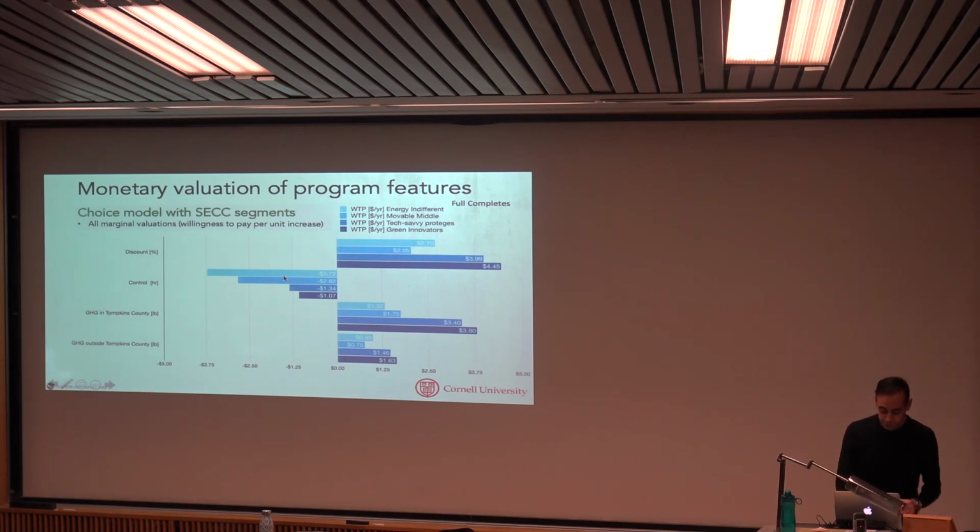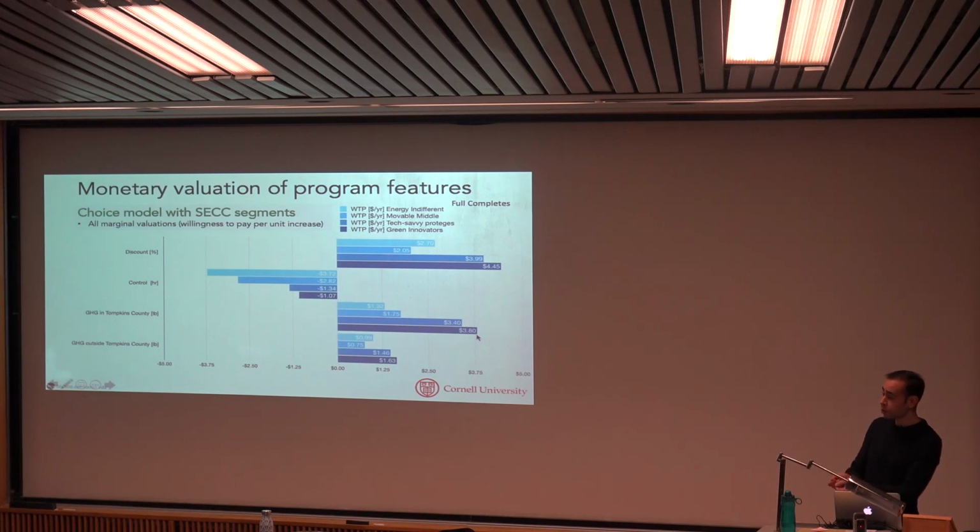You can see that the lightest color is the energy indifferent. They really dislike this idea of yielding up control of the charging of their car, so they want a higher compensation. The green innovators still want a compensation, but what they're asking is $1 versus almost $4, $3.72, so much higher for the energy indifferent. And then the trend is reversed for the valuation of the emission savings.